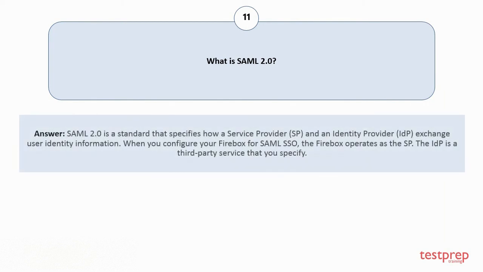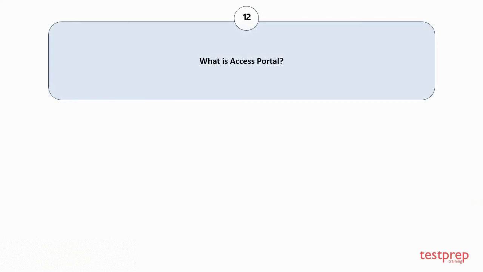Your answer is: SAML 2.0 is a standard that specifies how a service provider and an identity provider exchange user identity information. When you configure your Firebox for SAML SSO, the Firebox operates as the SP. The IDP is a third-party service that you specify. Question number 12, what is Access Portal?